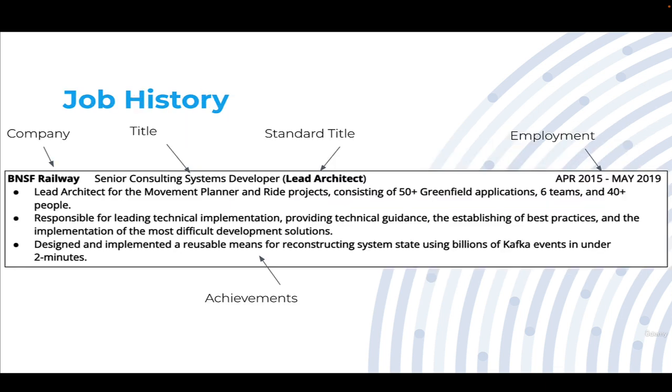In terms of the job history, depending on how much space you're trying to save, I recommend always listing the company along with the title you had while you were there. But consider that because the job titles can sometimes be odd, it's recommended that next to it you list what the actual title is from an industry standard perspective. For example, in this case, I was a senior consulting systems developer. That really doesn't have any meaning outside of that one company, so I went ahead and said, oh, this was a lead architect position. And then, of course, give the dates of your employment.